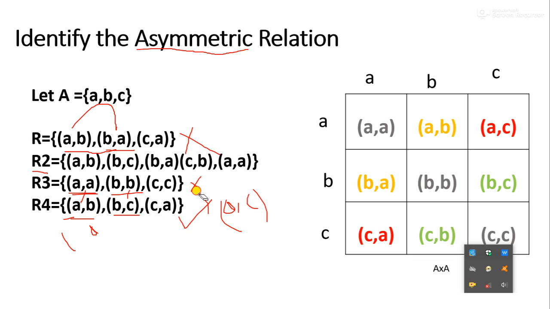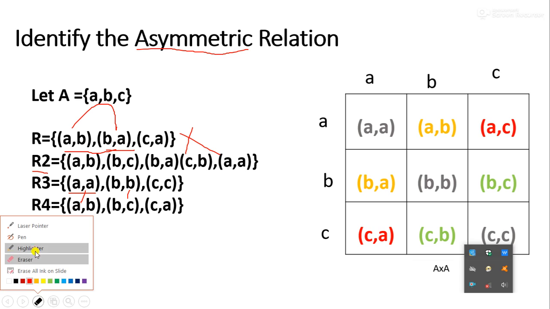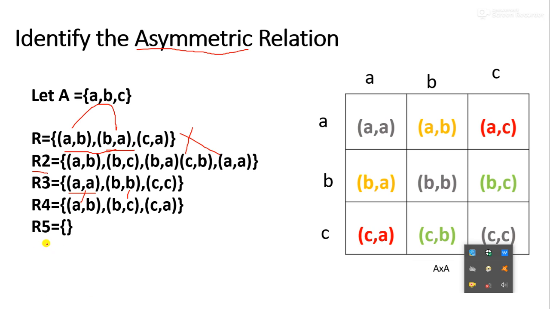Okay, and we have another relation, R5, which does not contain any elements. Therefore, it does not contain any symmetric pairs. Therefore, this relation R5 is an asymmetric relation. Now we have R6. So we have A cross A, which contains all the elements AA, AB, BA, BB. Therefore, this R6 is not an asymmetric relation.